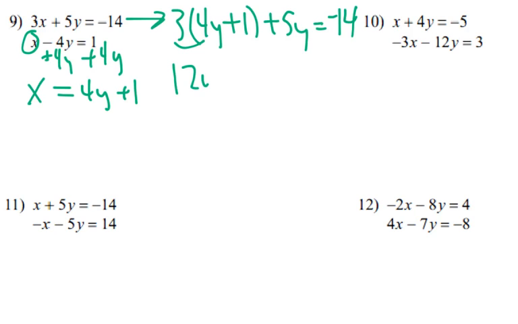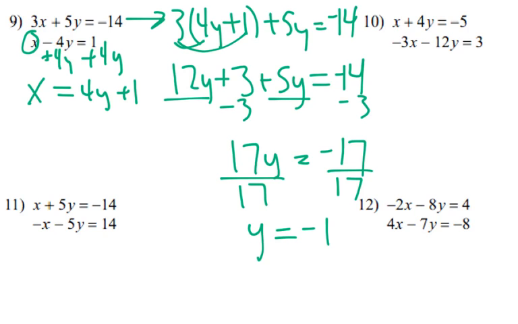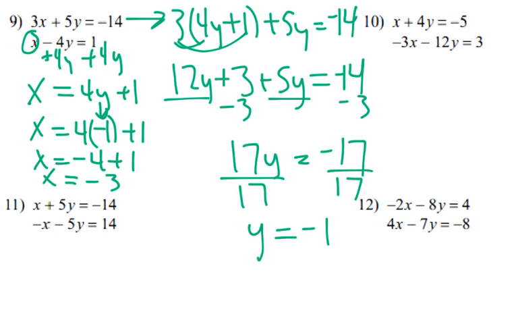So 3 times 4 is 12y plus 3 times 1 is 3 plus 5y equals negative 14. Could subtract 3 to get negative 17. Then 12 plus 5 would give us 17y. Divide by 17 and we'd get y equals negative 1. Then we can plug that in, substitute in to find our x. We get 4 times negative 1 is negative 4 plus 1 is negative 3. So our answer, negative 3, negative 1.